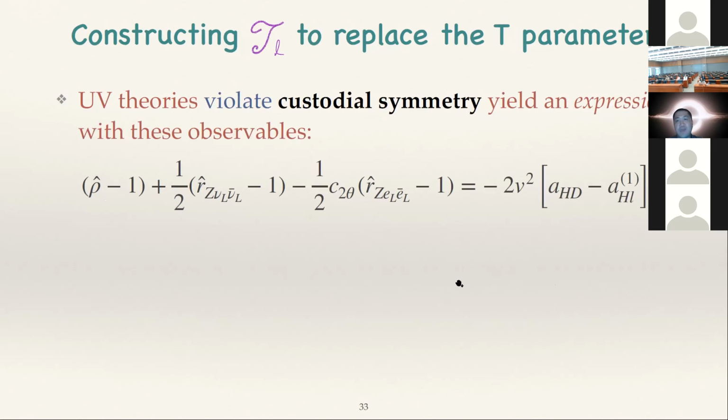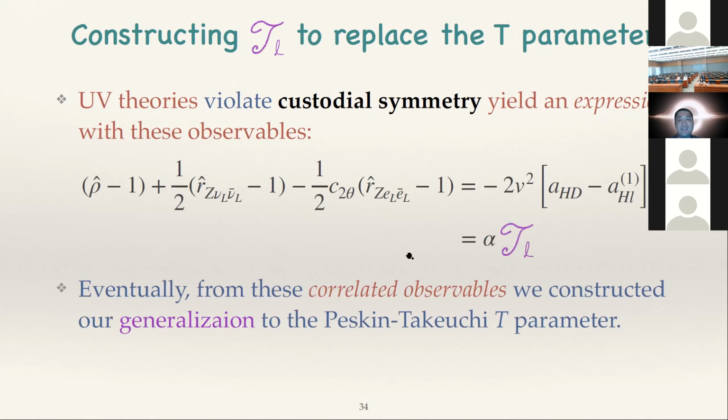So if we add the red operators, the hard custodial violating operators, back, we get this one. It's the same linear combination of the observables. It will give you this linear combination of the Wilson coefficients in our custodial basis. And then we define this thing to be script T. Script T is our new, generalized T parameter. The small subscript L means it's from leptons, from the lepton observables.